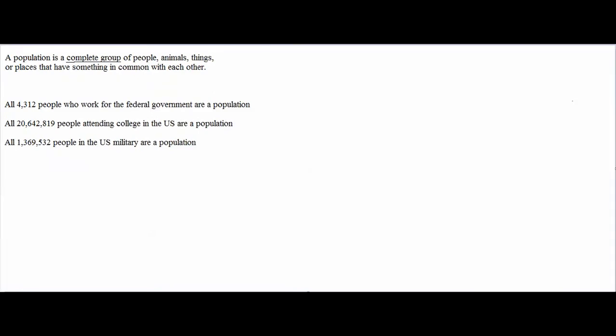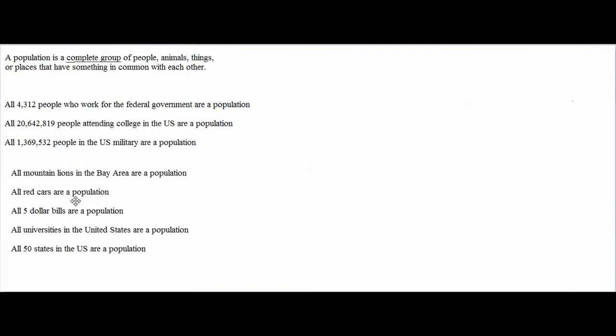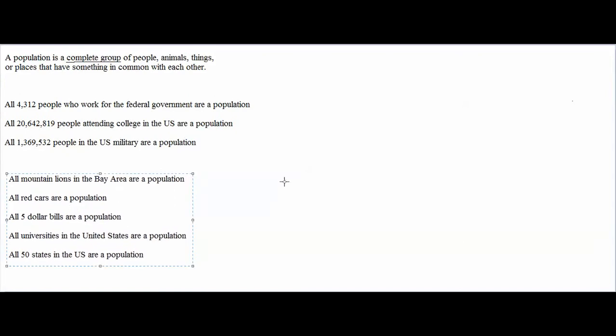We need to remember that a population doesn't have to be a population of people. A population could be a population of animals, things, or places. All mountain lions in the Bay Area are a population of animals. All red cars are a population of things. All $5 bills are also a population of things. All universities in the United States are a population of places. And all 50 states in the US are also a population of places.